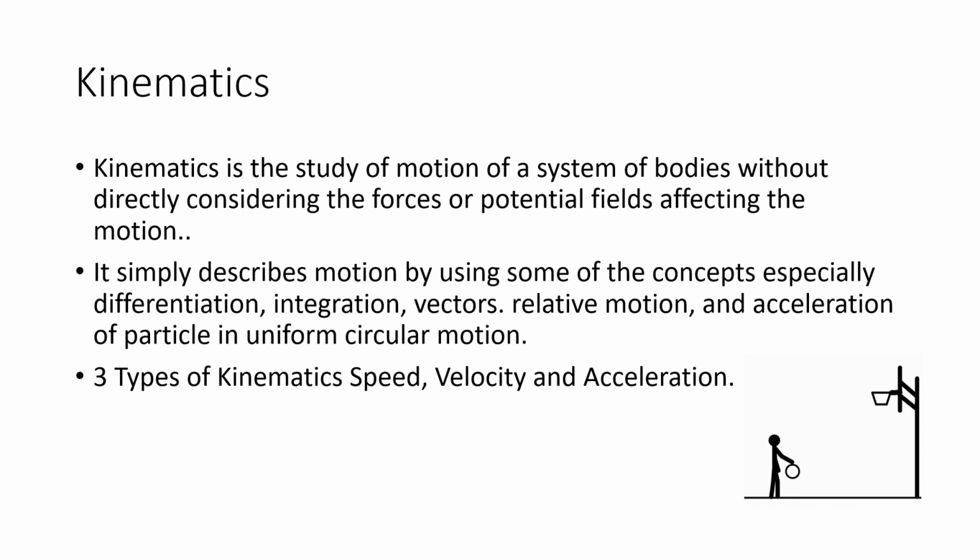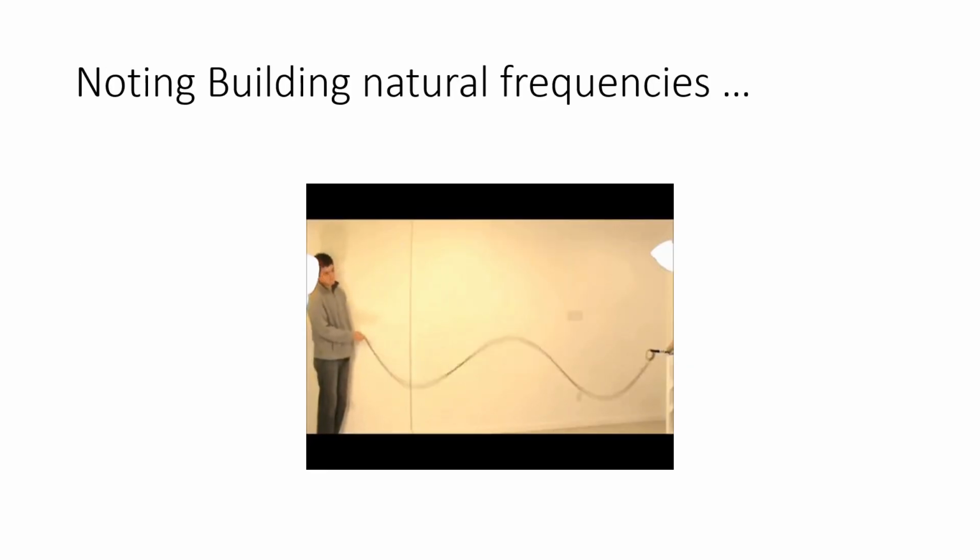There are three types of kinematics. One is speed, another is velocity, another is acceleration. For example, especially in the design of buildings, we have the study of the natural frequencies of a building. Here you can see a string attached to one point, and when it is given motion, it gives different types of mode shapes, which you will read in the future classes. But it's one type of study which can be used to study the frequencies of a building.